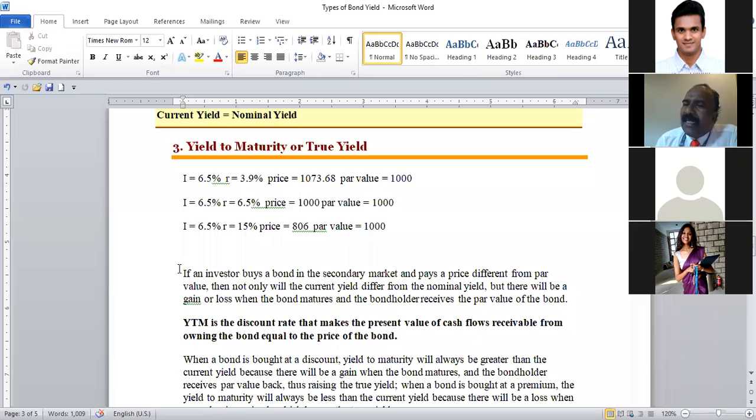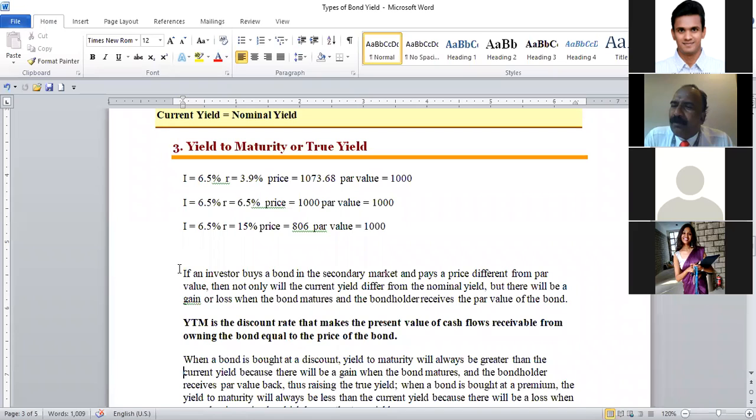That is called the current yield. Have you studied the same relationship earlier anywhere? Anybody? The rate at which the present value of cash inflow equals the present value of cash outflow.